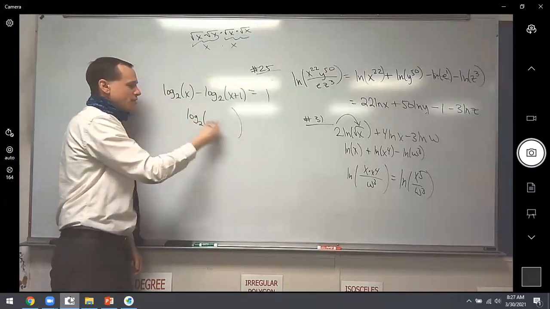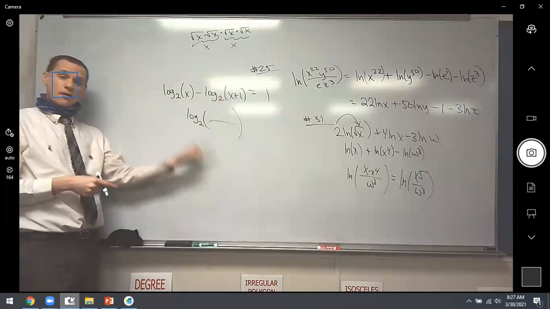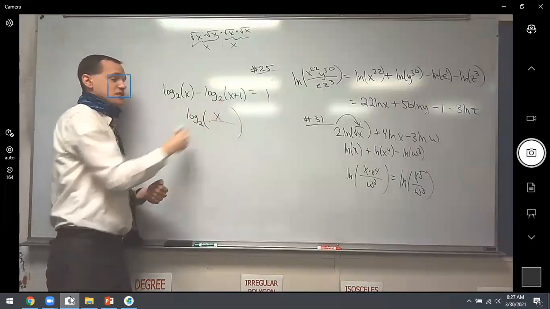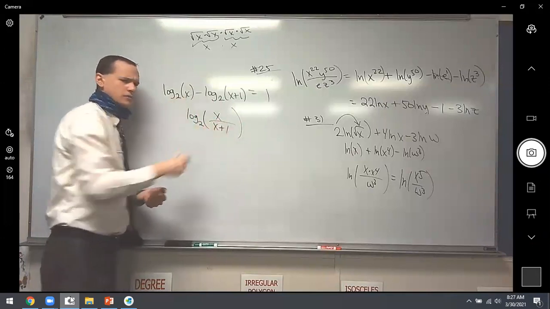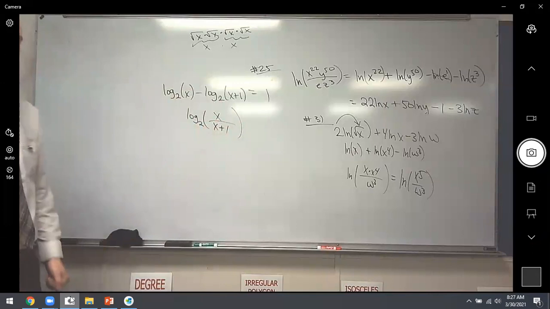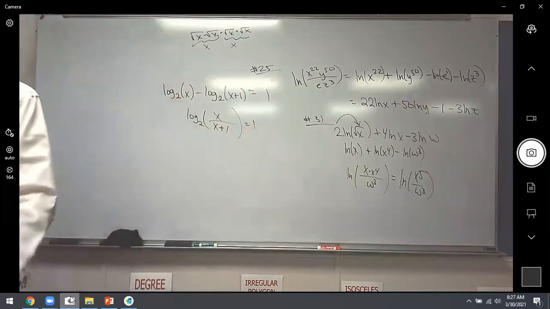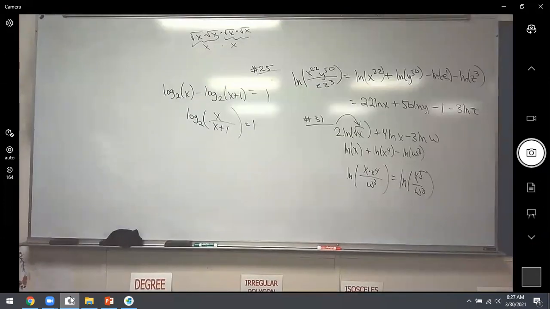But when you put them together, positive logs go on top and negatives go on the bottom, right? So this was a positive log, so this x goes on top, right? This was a minus log, so x plus 1 goes on the bottom. Always be thinking about that. If you got different logs floating around, the only time you can just undo both at the same time is if you have a log equal a log, and that's it.